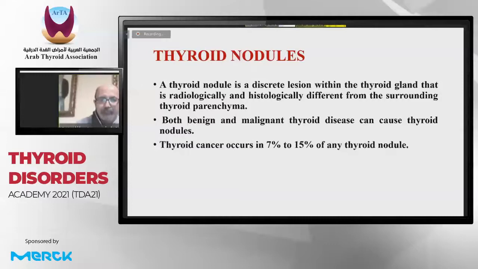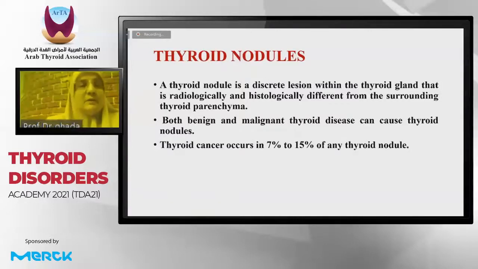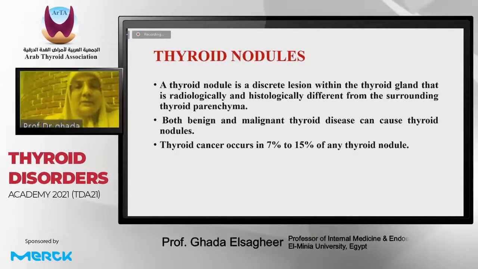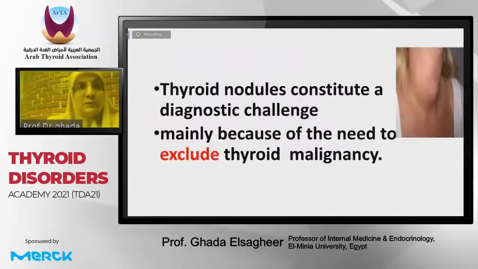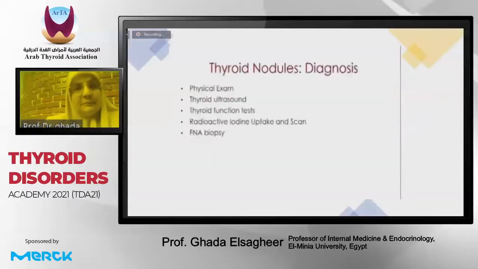Both benign and malignant thyroid disease can cause thyroid nodule. Thyroid cancer occurs in 7 to 15% of any thyroid nodule. Actually, thyroid nodules constitute a diagnostic challenge because we need to exclude thyroid malignancy. We will go through the diagnosis of thyroid nodule rapidly. After that, we'll proceed to the management of benign thyroid nodule.